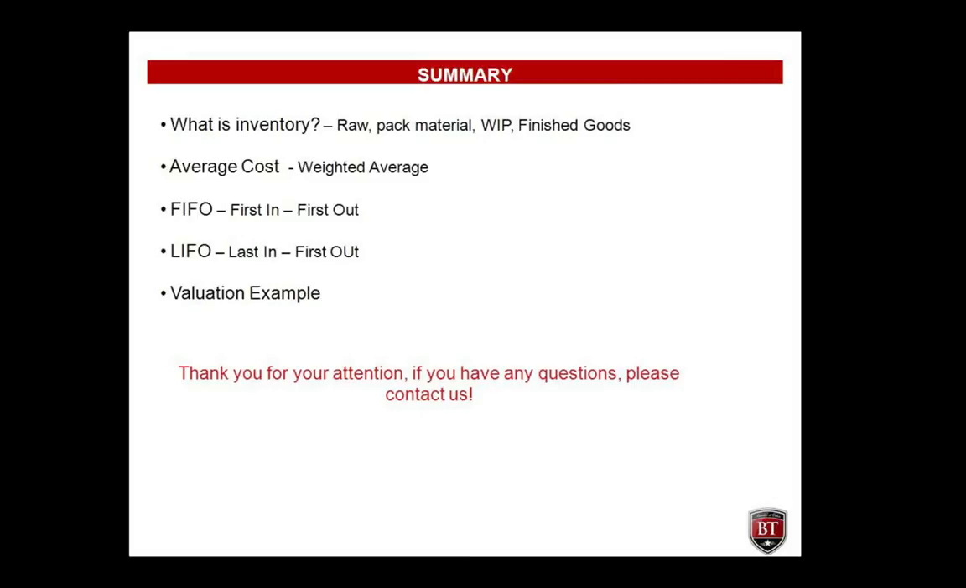So let's summarize what we have talked about. Inventory is defined as assets that are intended for sale, are in process of production for sale, or are to be used in producing goods. We reviewed three inventory valuation methods: first in, first out, last in, first out, and average cost method. First in, first out assumes the first unit taken to inventory is the first one sold. Last in, first out assumes the last unit taken to inventory is the first one sold. Average cost assumes the weighted average cost of inventory when it is sold.